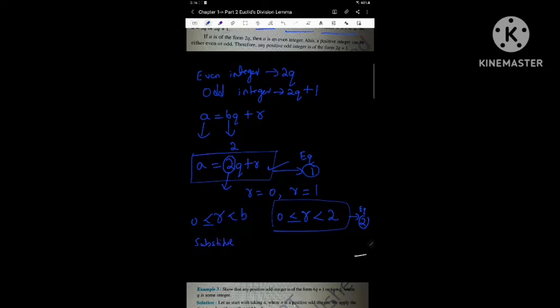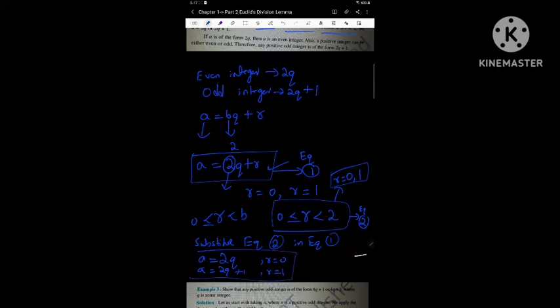Now substitute equation 2 in equation 1. What do we get? For this we will have r equals 0 and 1. We cannot take 2 because this is less than 2, not equal to 2. So for this r will be 0 or 1. So we can write it as a equals 2q, here r equals 0. And a equals 2q plus 1, here r equals 1. These two things will come out.